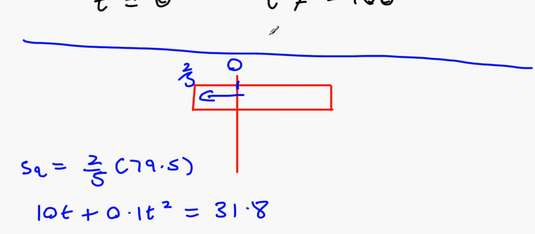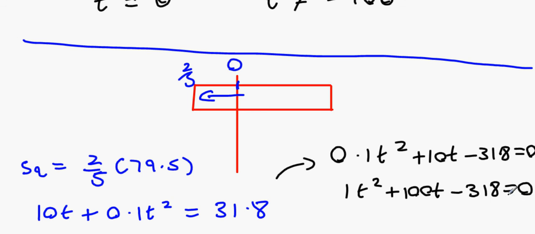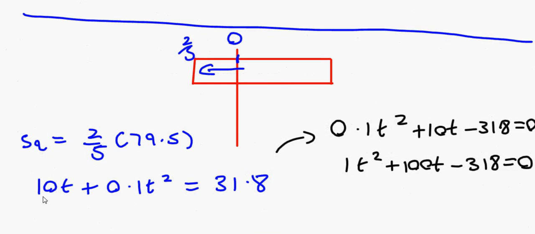Then we're going to bring it all over to one side. Let's make a quadratic equation out of this: 0.1t squared plus 10t minus 31.8 equals 0. Multiply everything by 10. You get t squared plus 100t minus 318 equals 0. I'll just go straight into the minus b formula. It doesn't factorize nicely, so we have to use the minus b formula.